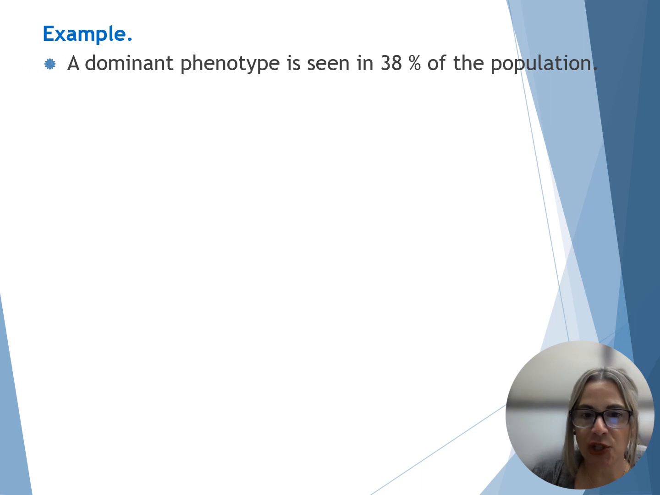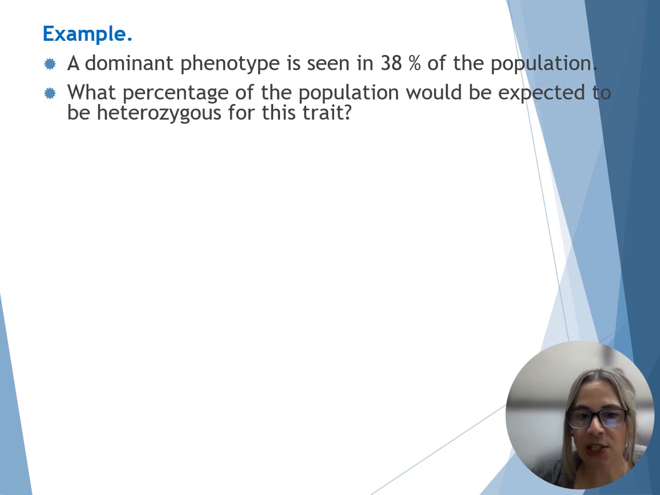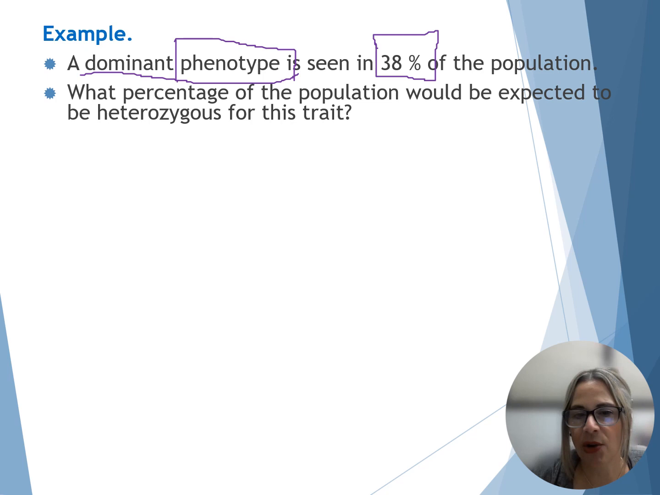So one more example just to do together. This one's a little bit different because you'll see that it gives us a percentage as opposed to the actual P or Q value here, right? So it says a dominant phenotype is seen in 38% of the population. Okay, now let's pay attention here because it says a dominant phenotype, okay? It doesn't say a dominant genotype, it says a dominant phenotype. And listen, when we're doing these Hardy-Weinberg equations, we always assume complete dominance unless we're told otherwise, okay? What percentage of the population would be expected to be heterozygous for this trait? And remember, when we're talking about our heterozygous individuals, that is our 2pq.